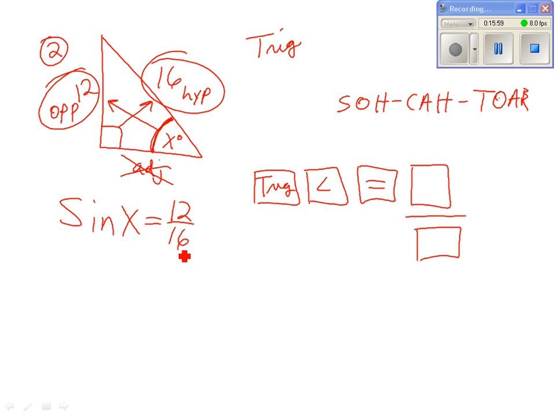12 over 16. Now all you have to do, finding the angle is actually easier, but this is the one that most people seem to have the most trouble with. All you have to do is grab your calculator. What button am I going to hit first? Second. What trig ratio do I hit? Sine. And then I just punch in 12 divided by 16. What's that give us?